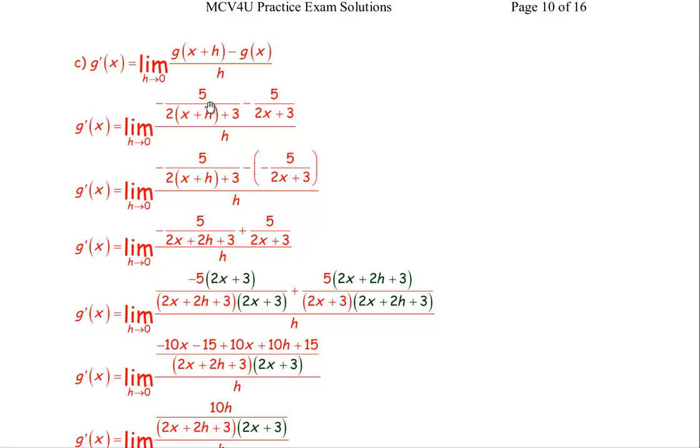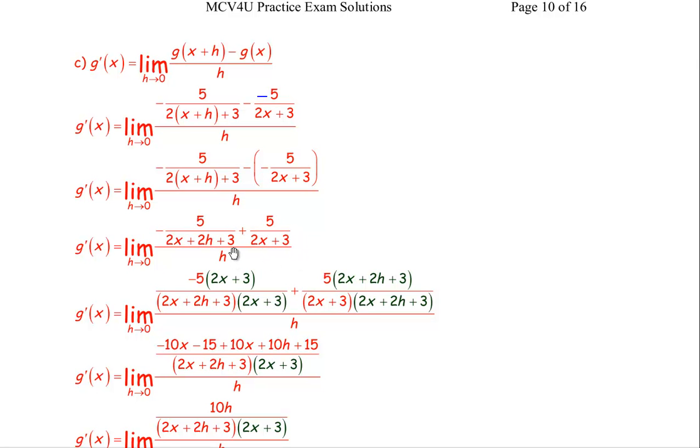And what I've done from this line to this line is really just separate. I was missing a sign here. I just noticed that. There should actually be a negative right here because the g of x function actually has a negative there. So if we expand out, let's look at this line here now. If we expand the 2 in here, it'd be 2x plus 2h plus 3. And then subtracting a negative is the same as adding, so there's a plus and then 5 over 2x plus 3 here.